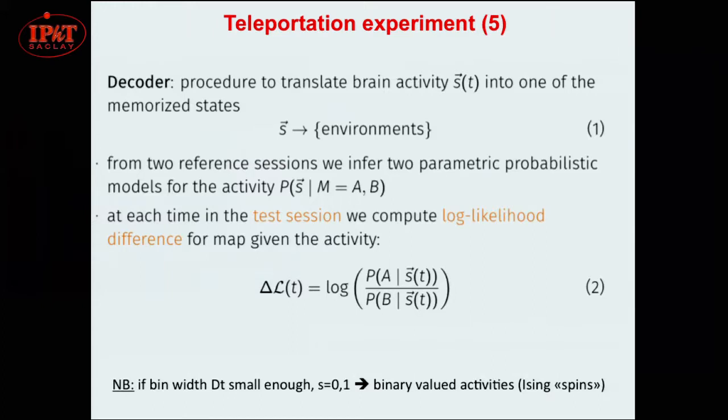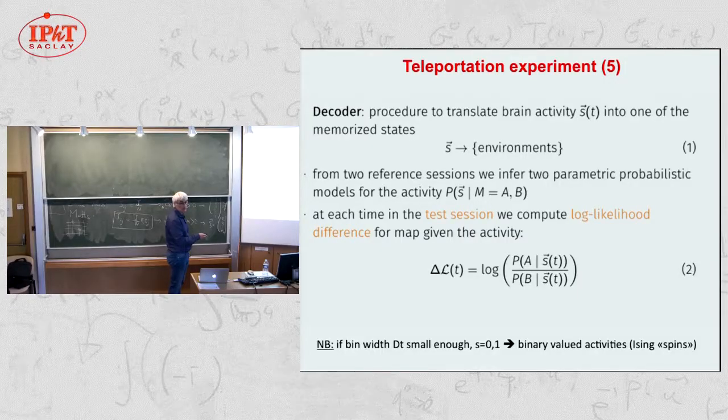And then in the test phase, when we have S at time t, we can compute, for instance, the ratio of the probabilities of this activity configuration within the two models. And the log of this ratio will be either positive or negative. If it's positive, that means the activity is compatible with model A, with the rat being in box B. And if it's negative, it's compatible with the other one. Okay? So it's a very simple way of decoding the activity.